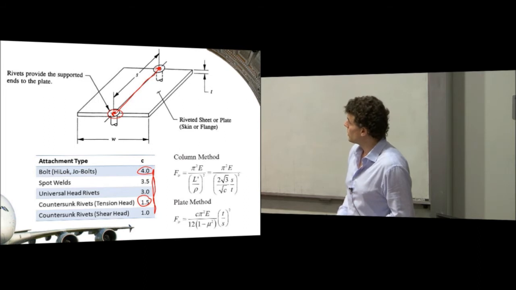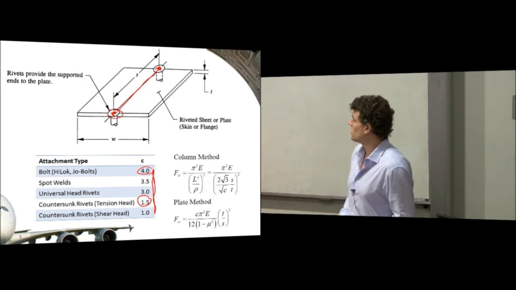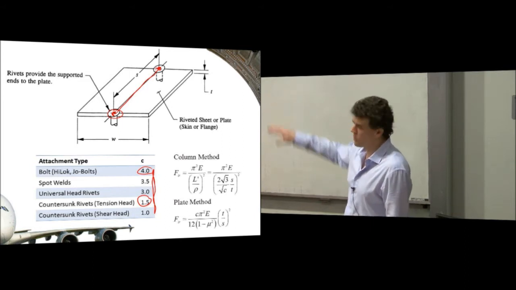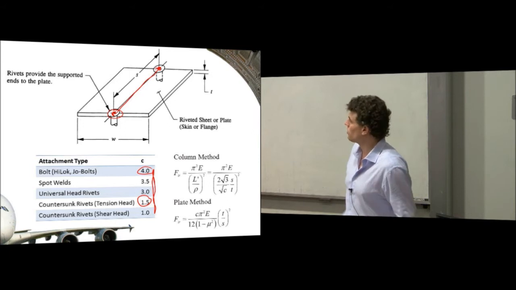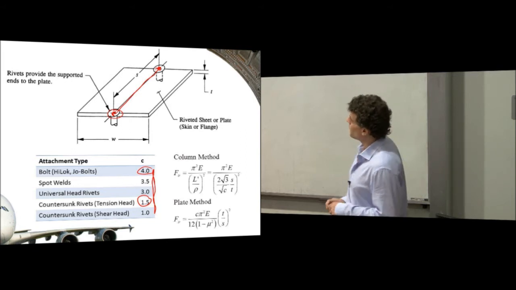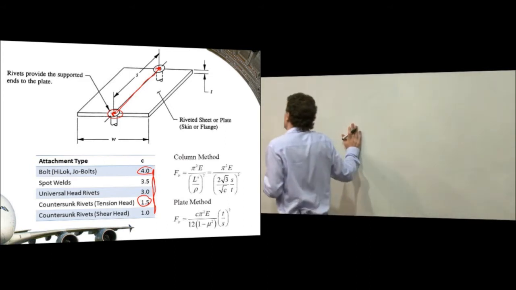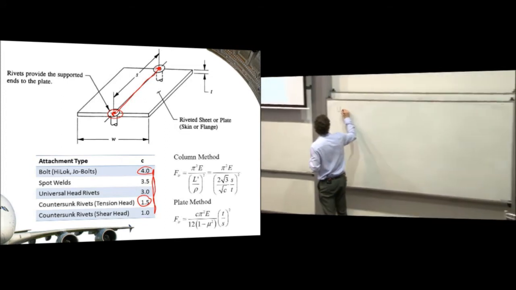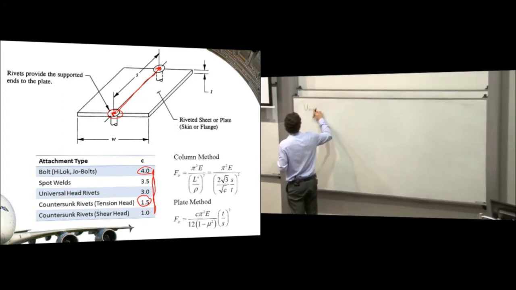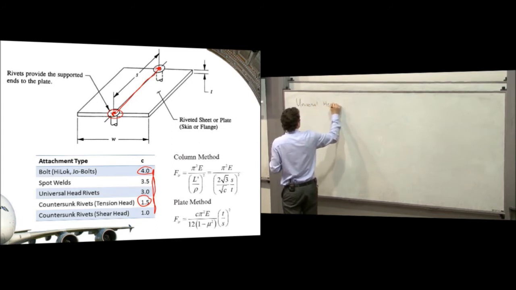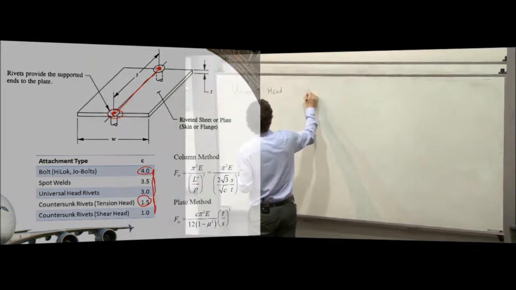So let's just try subbing some numbers into these formulae to give it a go. And it doesn't matter whether you use the column method or the plate method. As I said, when you do the rearrangement, there's only really a very slight constant difference between the two. So we'll take that case up there. We'll assume we've got universal head fasteners. So we have a C equals 3.